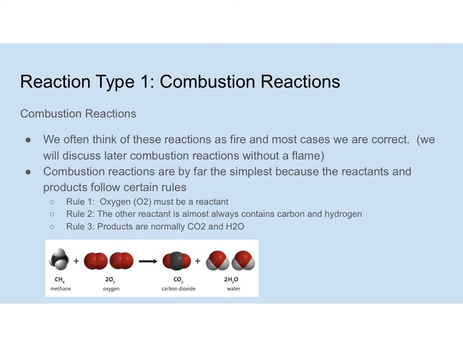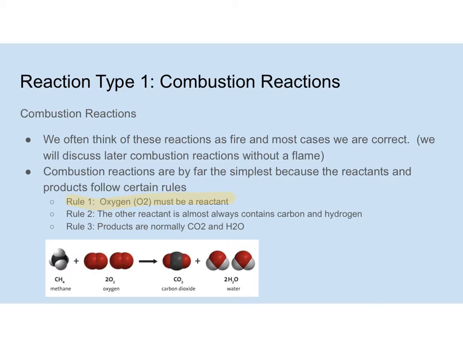Okay. So combustion reactions are by far the simplest, and they're so simple because the reactants and the products follow certain rules. Other reactions don't really follow all kinds of different rules, and they aren't as simple as combustion, but combustion really has 3 rules. Okay? The first rule is that oxygen must always be a reactant. Okay? So if it is a combustion reaction, you're going to have oxygen as a reactant. Right? All combustion reactions.